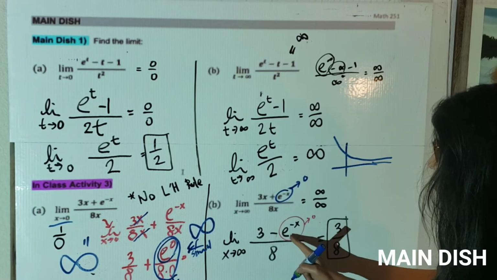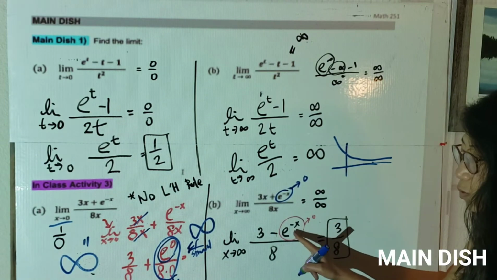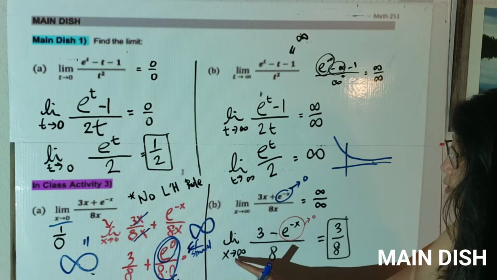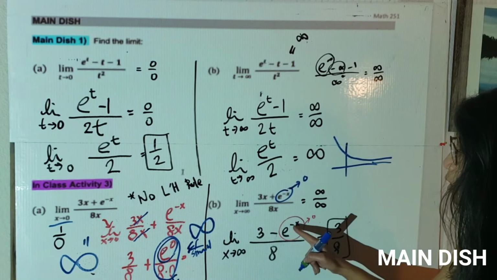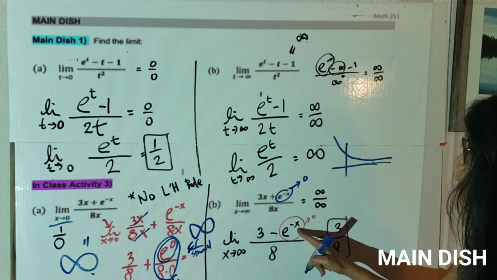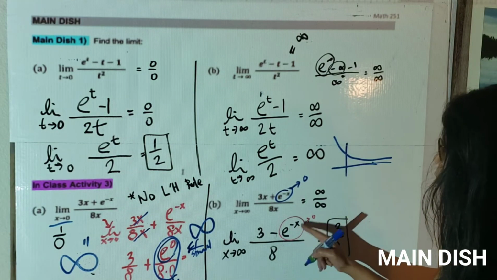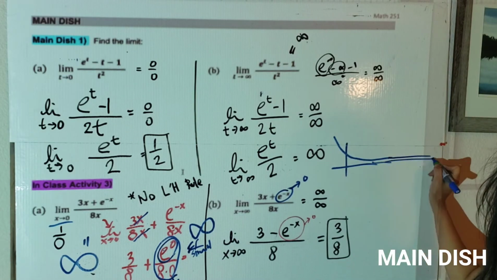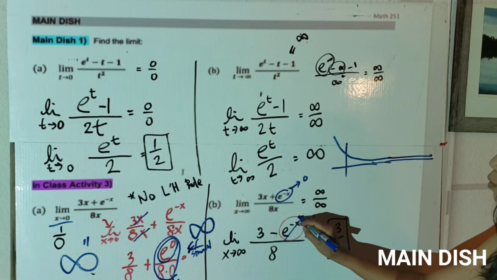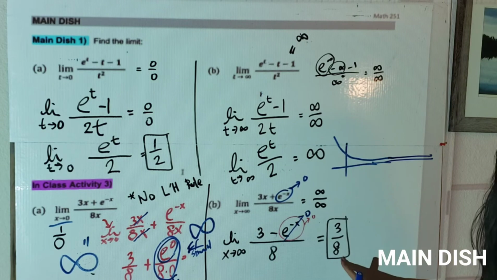I get 3 minus e to the negative x over 8. Careful, you have to do the chain rule. Then I'm sending x to infinity, e to the negative infinity. E to the negative infinity is this graph. So as you see, whenever x is infinity, this whole thing goes to 0. My answer: 3 over 8.